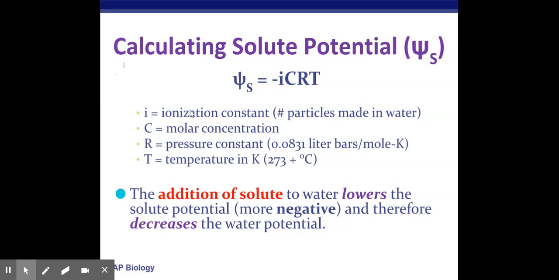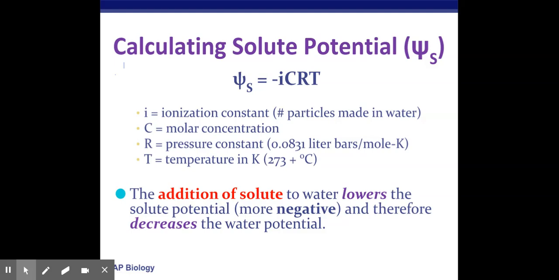So this i is what's called the ionization constant. When you dissolve things into water, it will then split apart into its ions. So how many of those ions? Is it going to be 1? Is it going to be 2? How many different charged particles will it split apart into?